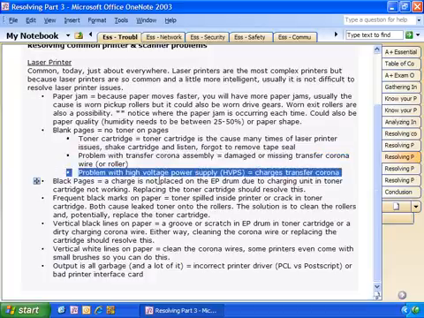Could be a problem with the high voltage power supply. This is what charges the transfer corona. So keep those in mind.